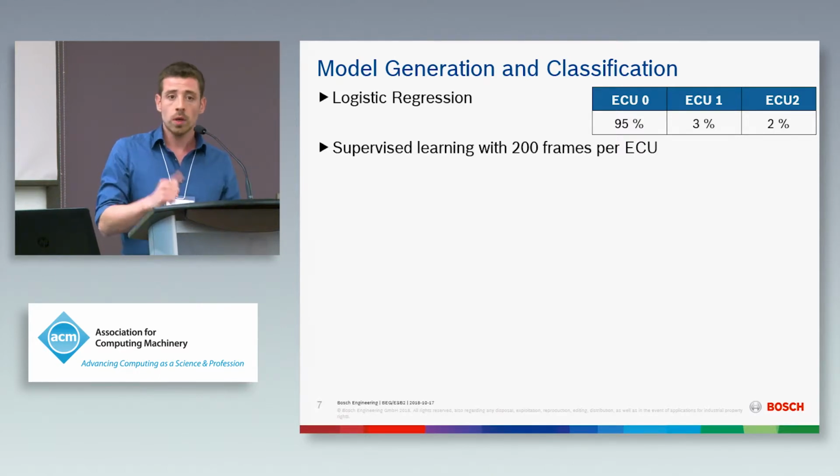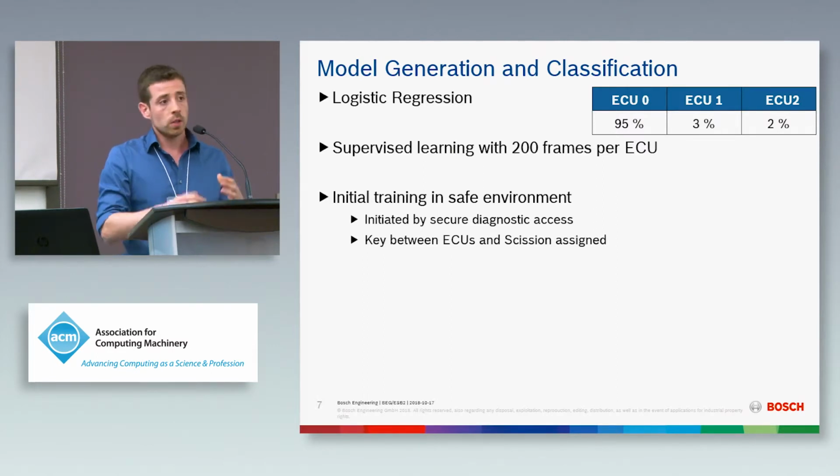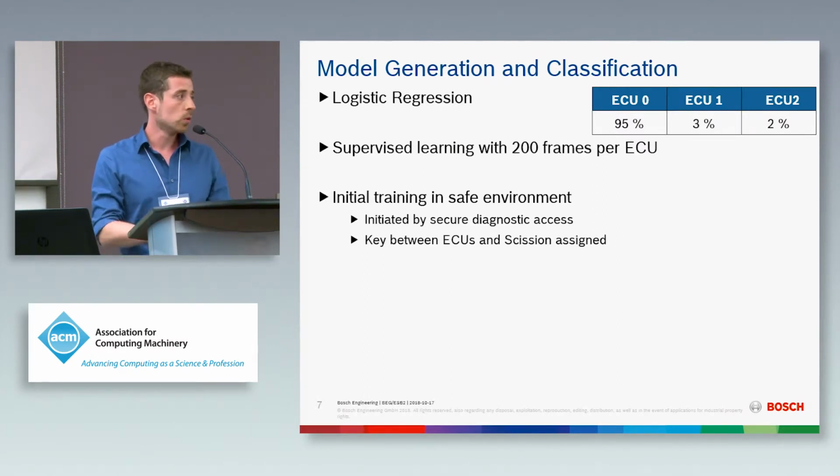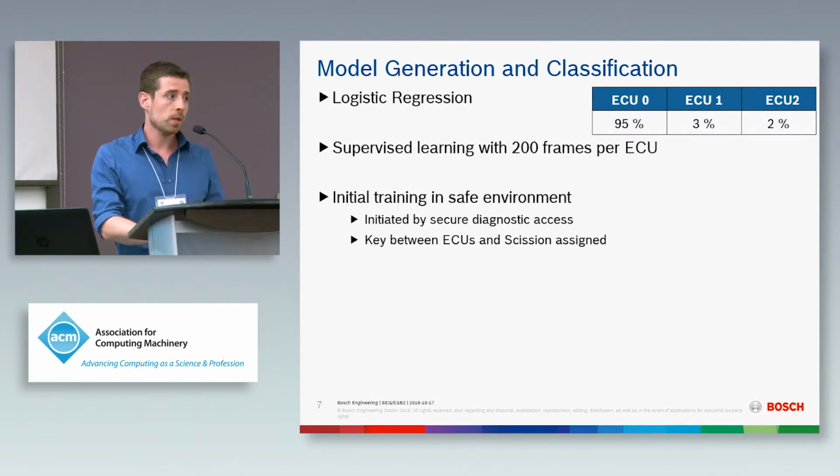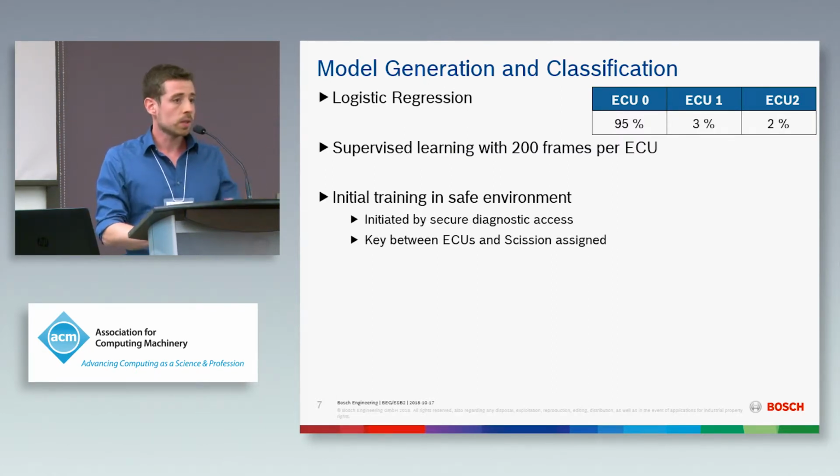We use 200 frames per ECU for learning, and it has to be ensured that the initial training is in some kind of safe environment to avoid poisoning attacks. For example, you can do it during the manufacturing of the car or in an authorized workshop. And the initial training has to be initiated by some kind of secure diagnostic access to avoid that an attacker can just retrain the system after it is modified. And we share a key between each ECU and the system.